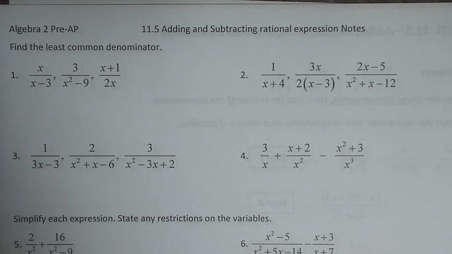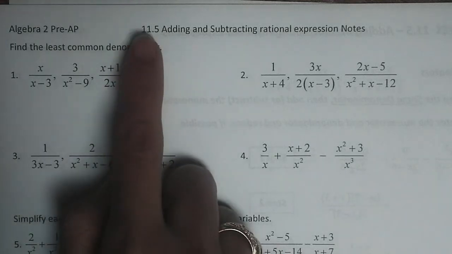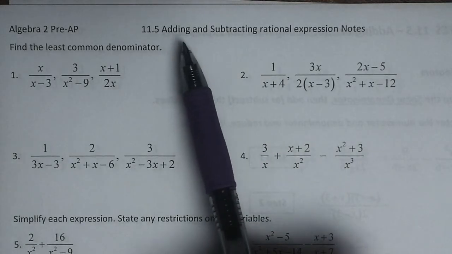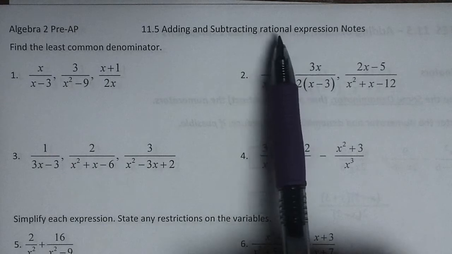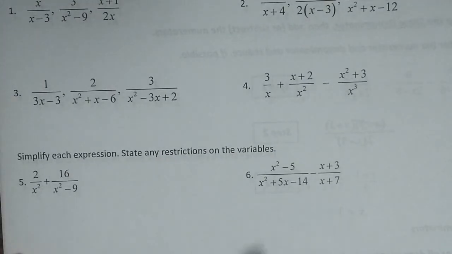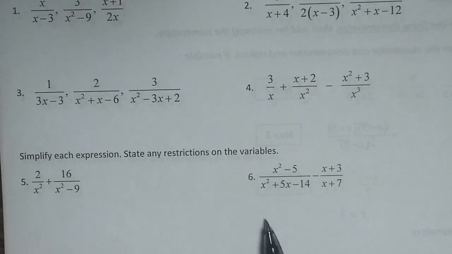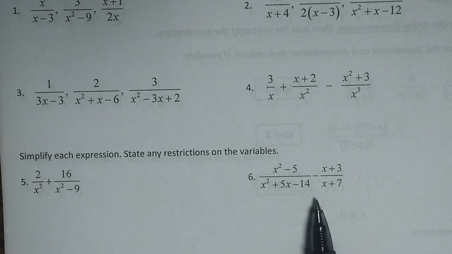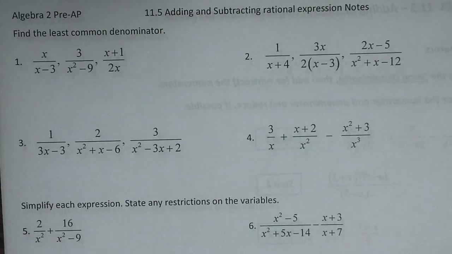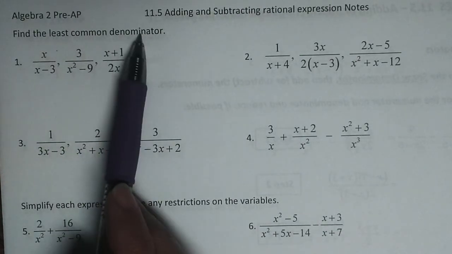Alrighty, so today we're going to do 11.5 together in class, and then you need to do 11.5 part 2 by yourself by watching the other video. So the goal for today is you need to learn how to add and subtract rational expressions. So basically, like down here, numbers 5, 6, 7, and 8, you need to know how to add and subtract rational expressions. But the first skill that you need in order to add or subtract rational expressions is you need to know how to find something called the least common denominator.